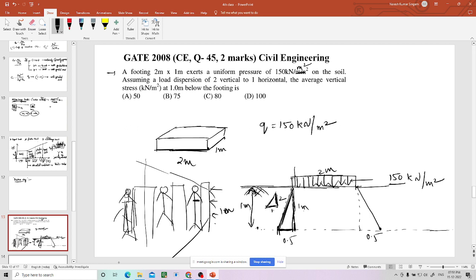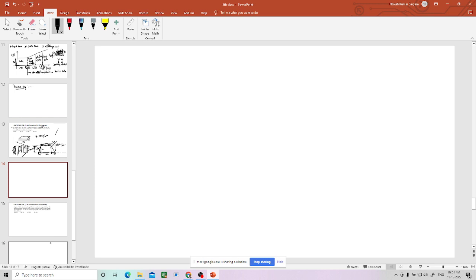So this load of 2 meter width is dispersing over this much width, the new width at 1 meter below. How to calculate that? 2 meter is 2 meter. Now from here it is 0.5, from here it is 0.5. So 2 plus 0.5 plus 0.5. In the same way, another 1 meter will be here, 0.5 here, 0.5 here, because the depth is same. So like that, you can say it is like a 3D trapezoid.